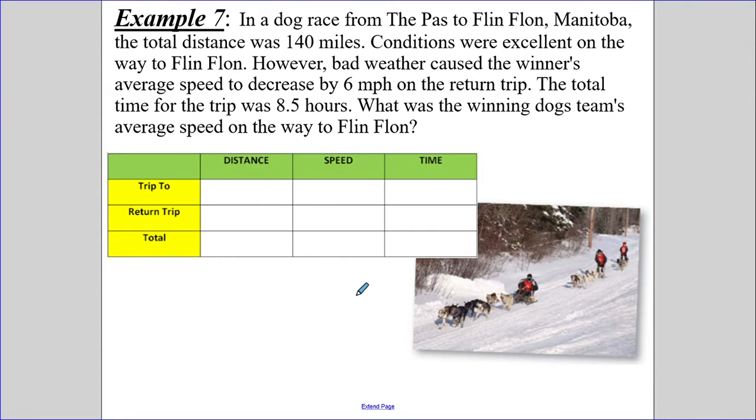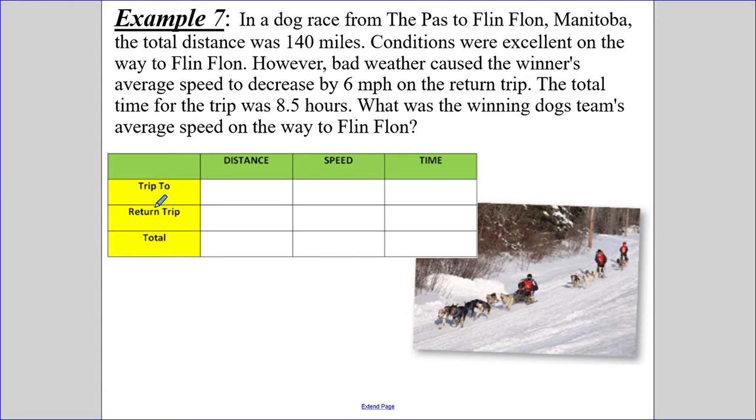So, in a dog race from the Pas to Flin Flon, Manitoba, the total distance was 140 miles. So, conditions were excellent on the way to Flin Flon. However, bad weather caused the winner's average speed to decrease by 6 miles an hour on the return trip. So the total time for the trip was 8.5 hours. What was the winning dog's team's average speed on the way to Flin Flon? So it's looking for average speed on the way to Flin Flon.